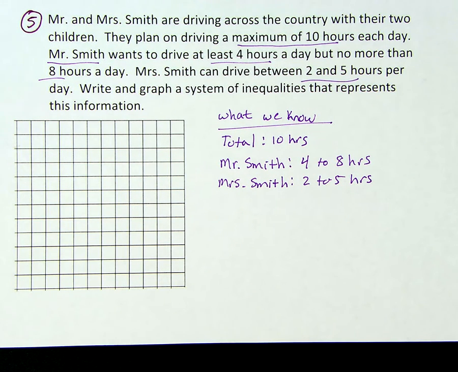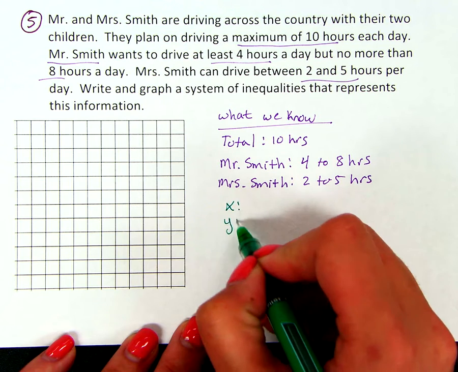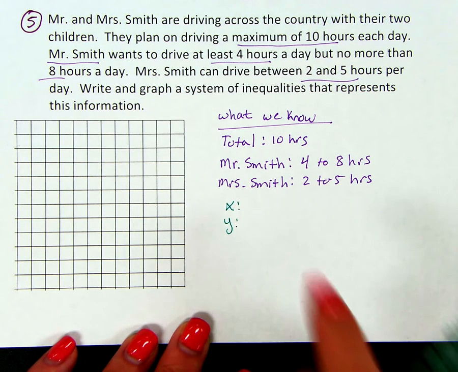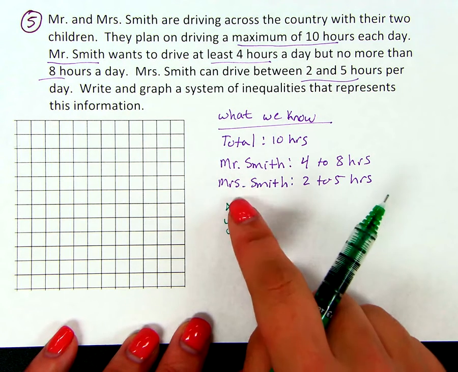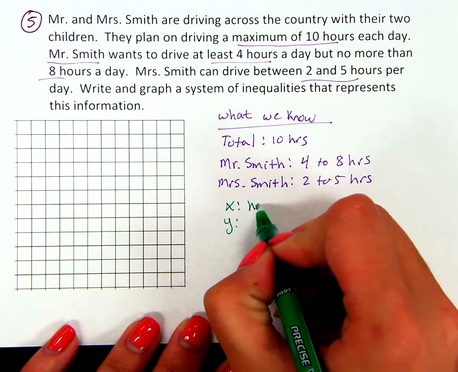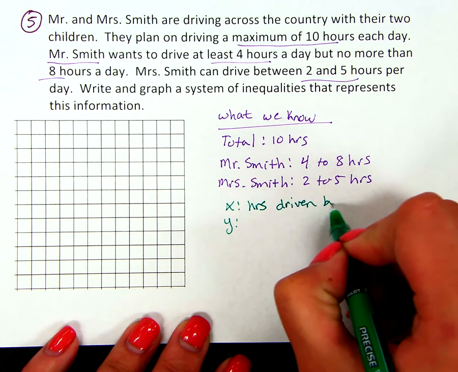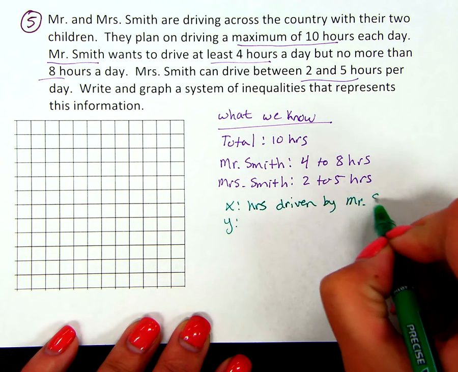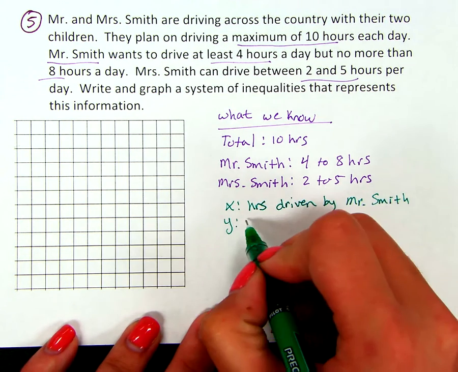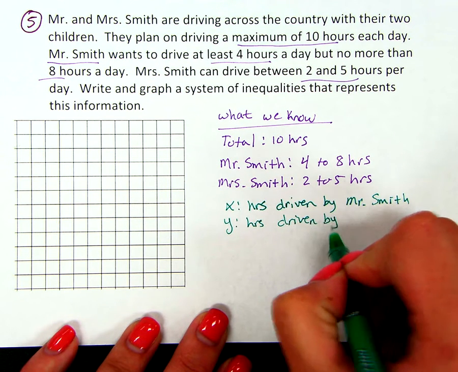That's important. So now we can start deciding what we want our variables to represent. So x, if I'm looking at this, we would want x to be the number of hours that Mr. Smith drives, and then we can say y is the number of hours that Mrs. Smith drives. All right, so x is the hours driven by Mr. Smith. And then y will be the hours driven by Mrs. Smith.